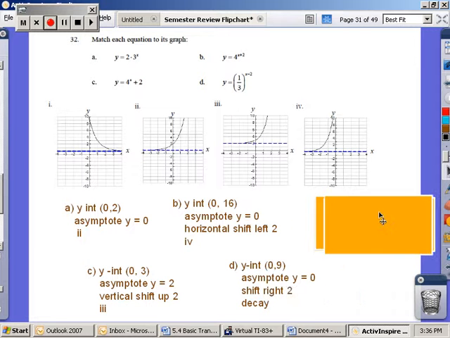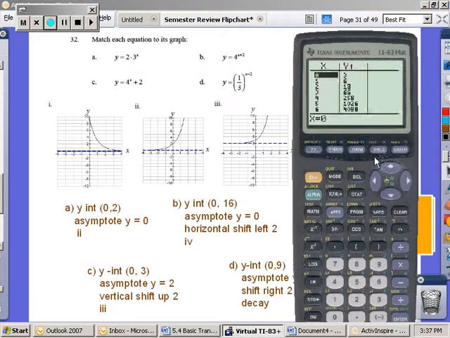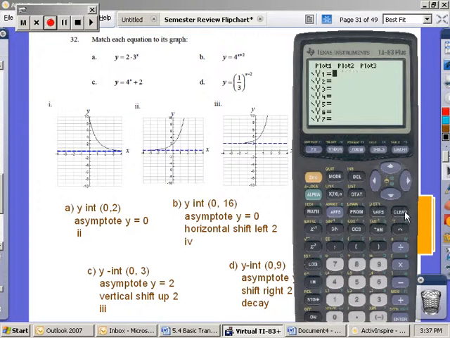Last graph, letter D, y equals, parentheses, 1 divided by 3, end of parentheses, x to the negative 2. This is a decay graph, so the only graph that's a decay is graph 1. But if we check on our calculator, y equals, clear, parentheses, 1 divided by 3, parentheses, caret, parentheses, this minus 2 is h. You must put it in the parentheses. x minus 2. Zoom 6.